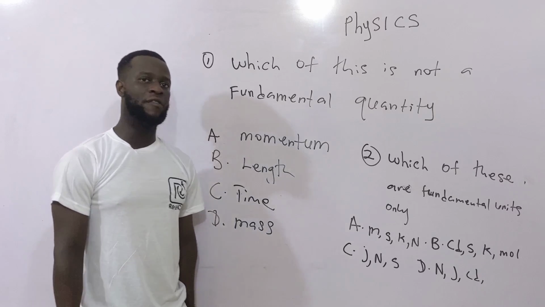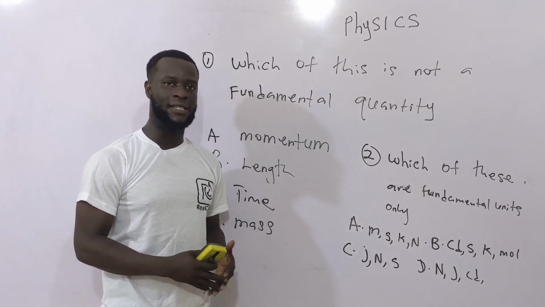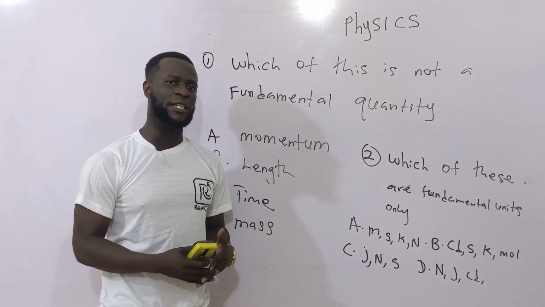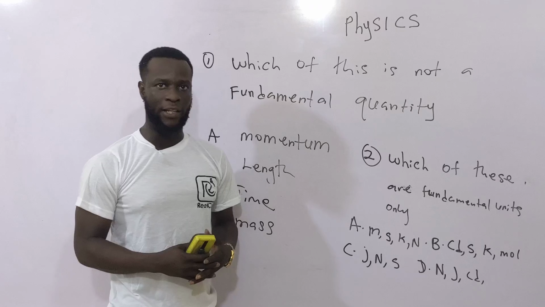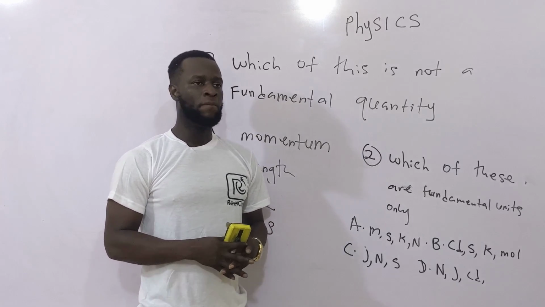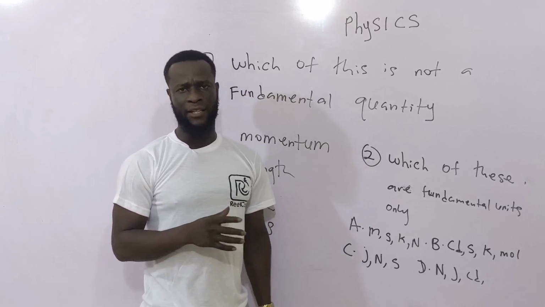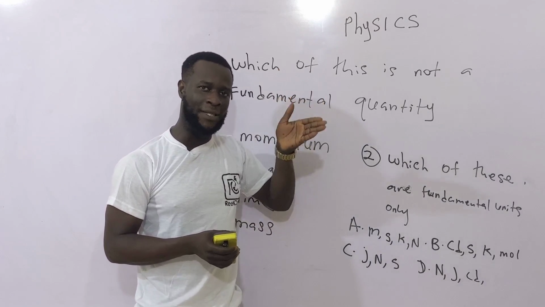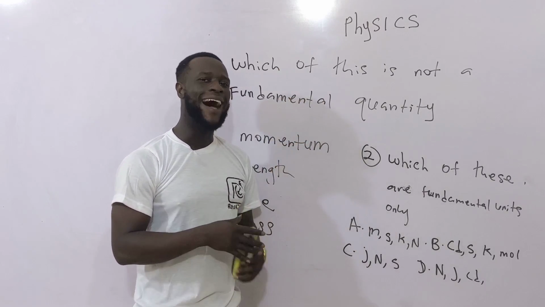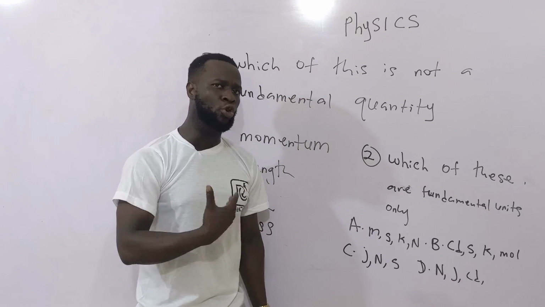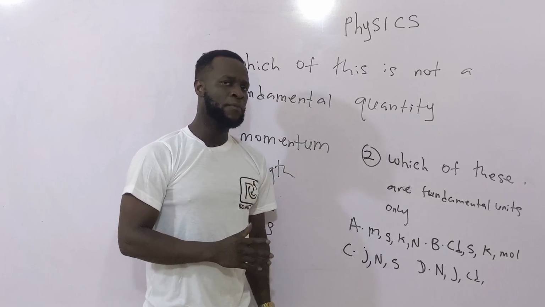So previously we have talked about the fundamental quantities and the derived quantities. Now we are going to be looking at questions and how these questions can be answered. I also want to add that, previously I told you that as a student you must know the fundamental quantities, the 7 of them, as well as their SI units. For the derived ones, you get to know them naturally as you progress.